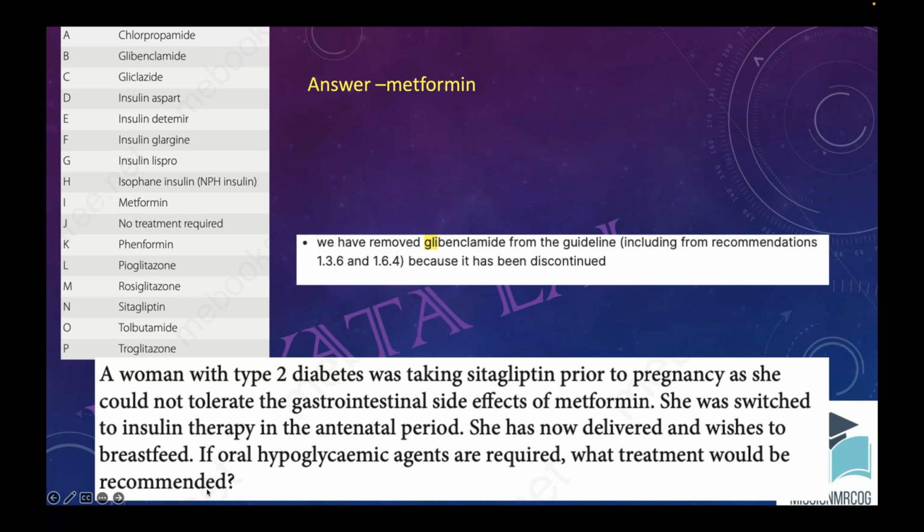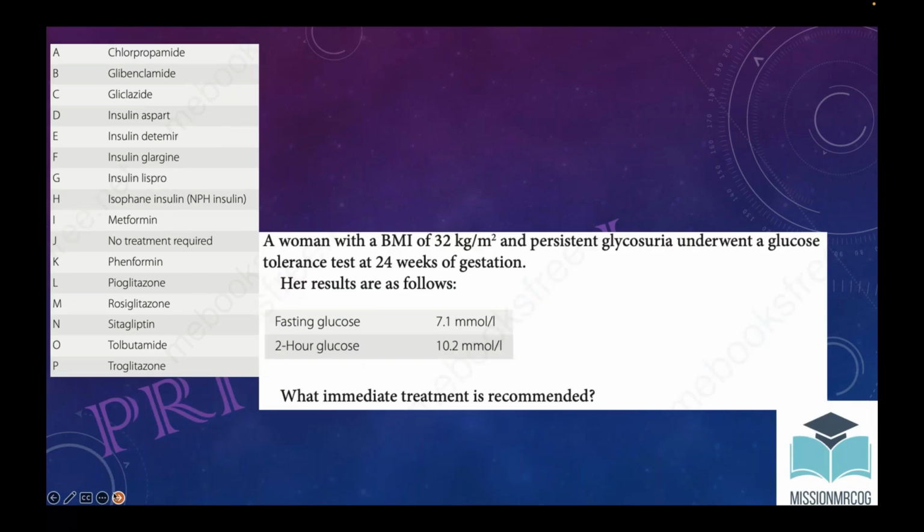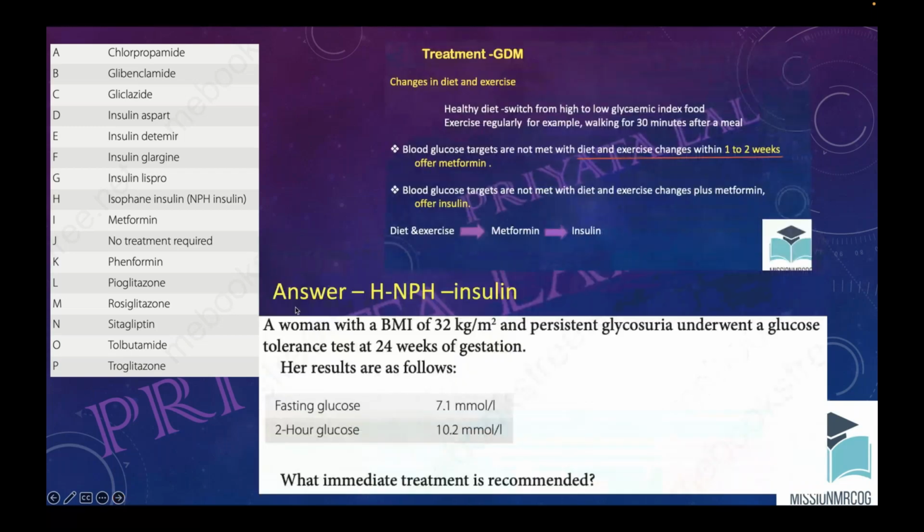Okay, so the patient has persistent glycosuria when glucose testing. What will be the immediate treatment? Insulin. Fasting 7.1. Yes, insulin, because it is more than 7, so you have to act fast. So insulin will be the choice. Insulin will be the answer, because that is the choice the guideline is asking for.